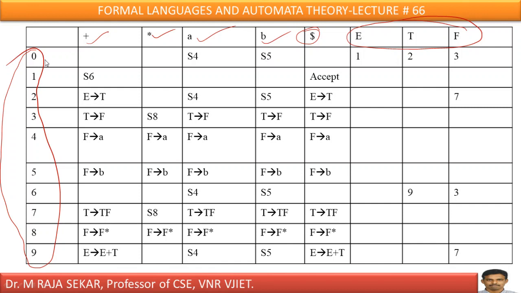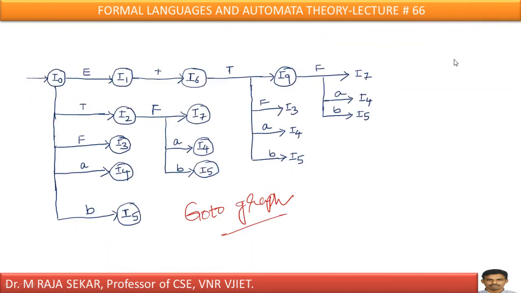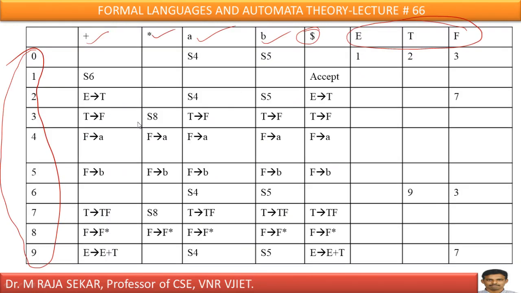I0 on E, just go back and check in your go to graph, there is I1, therefore I am writing 1. I0 on T, you had I2, therefore I am writing 2. I0 on F, I am writing 3. Why? Because I3 is there in go to graph. Just go back and check. I0 on F is I3, therefore I0 on F I am writing 3.